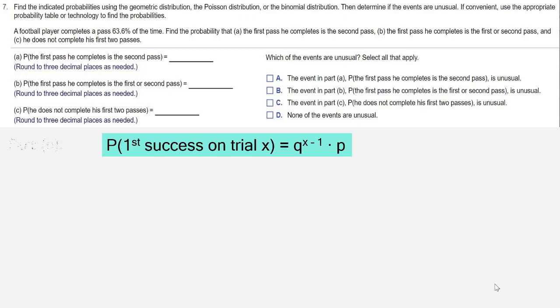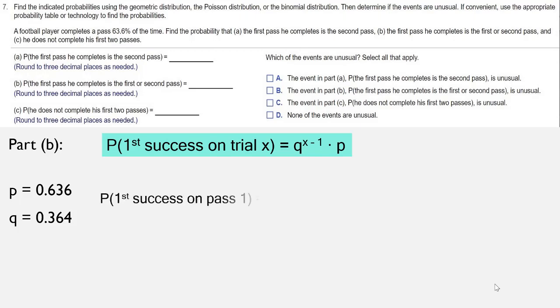For part B, we can just do the same thing we did in part A, but we'll do it twice because it's the probability that the first pass he completes is the first or second pass. We actually already computed the probability that the first pass was the second pass in part A, so we just really need to do one more thing here. So the probability that the first success is on pass 1, where X is 1, is going to be 0.364 to the 0 times 0.636, which is 0.636, because 0.364 to the 0 power is 1.